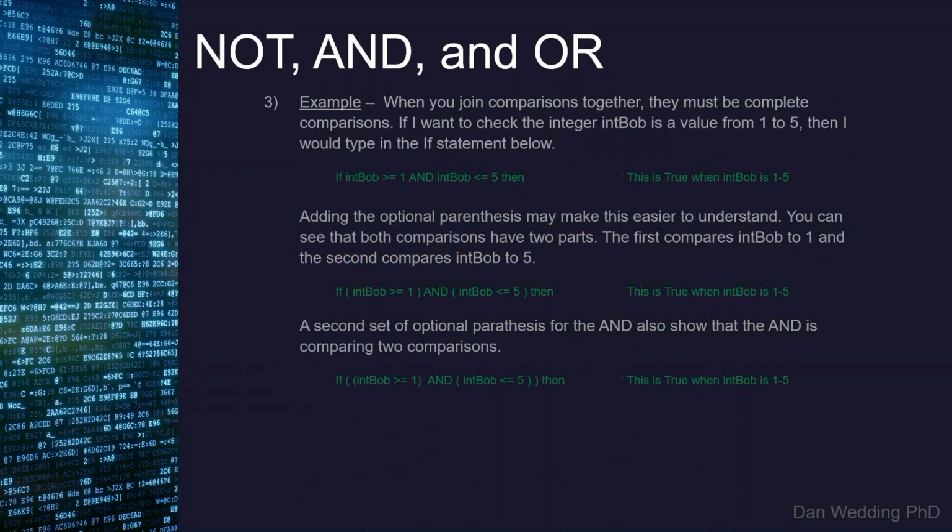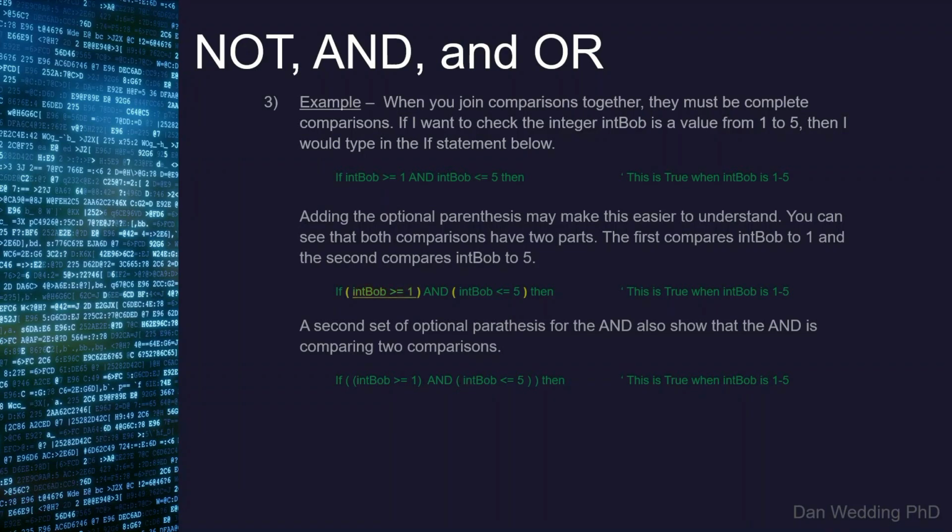When you join comparisons together, they must be complete comparisons. If I want to check if integer Bob is a value from 1 to 5, then I would type in the if statement below. Adding the optional parentheses may make it easier for you to understand. You can see that both comparisons have two parts.